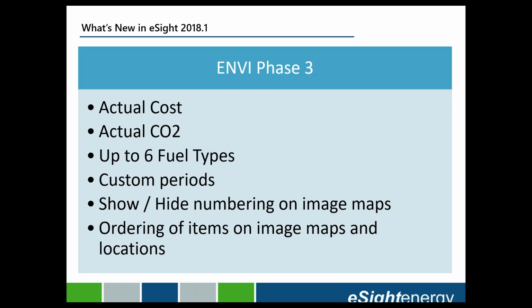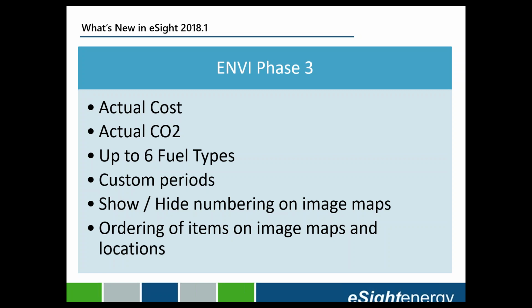If you are a user of image maps, then you'd recall that on the left side, we've got a list of locations which are numbered. Now you have the option of showing or hiding that numbering, as well as you can change the ordering of those items on image maps, and the locations view if you don't use image maps, enabling you to sort that in a way that's more relevant to any numbering convention that you already have. So again, basically trying to make Envy fit in better to your organization and the way that you present information.